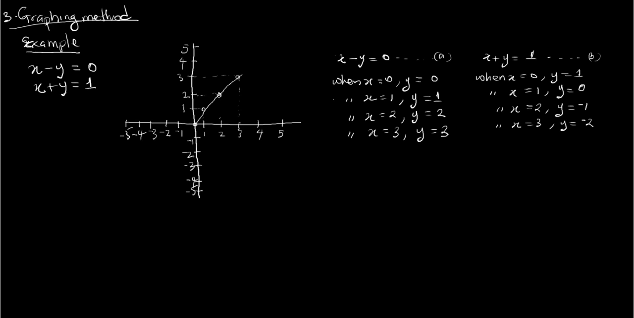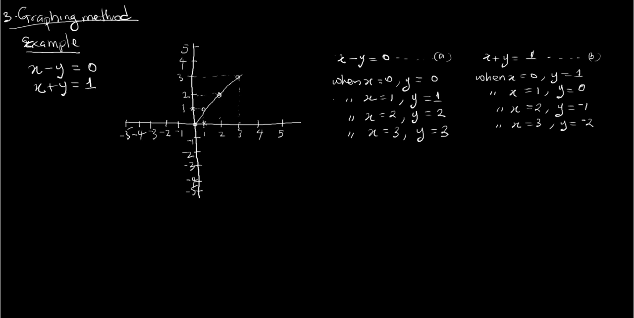Now, if we move on to equation B, it says x plus y is equal to 1. So again, when my x is equal to 0, my y is equal to 1. So that first point strikes somewhere there. I'm going to use that symbol to indicate the second equation. When my x is equal to 1, my y is equal to 0. So I can strike it somewhere there.